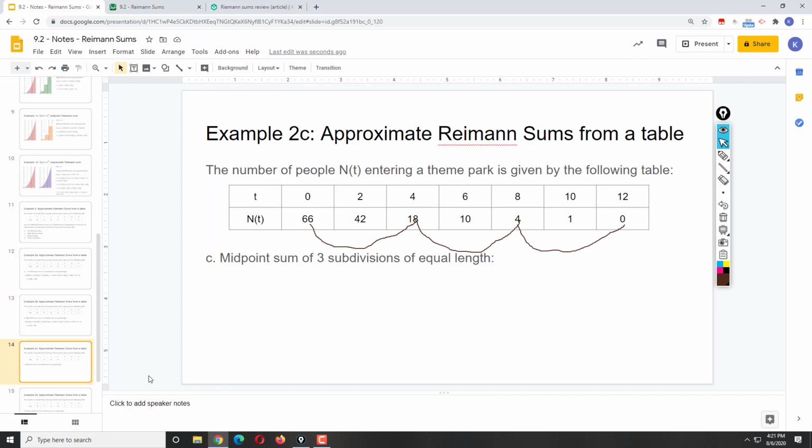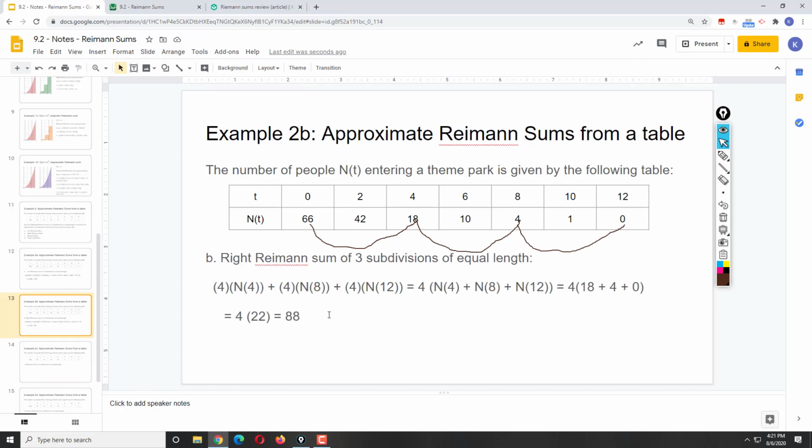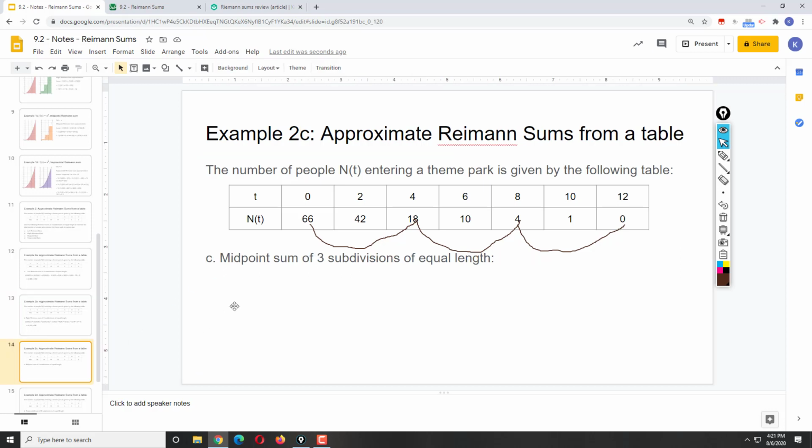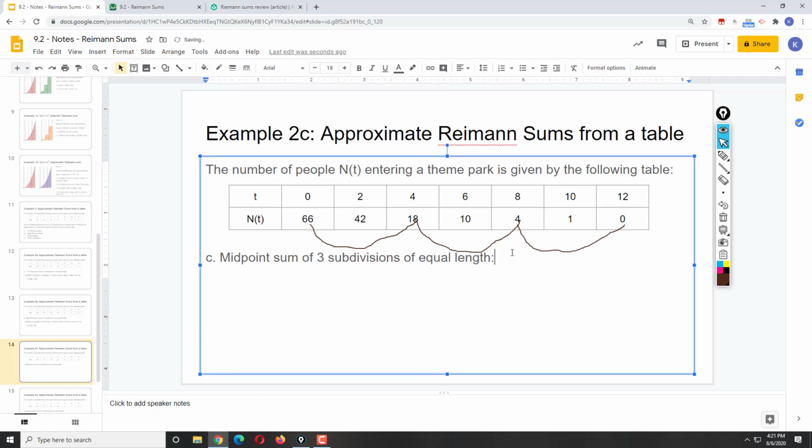Next, the midpoint Riemann sum. Again, it's very similar. We're using 3 rectangles again. Each rectangle has a length of 4. The thing is, we're using midpoints this time. So from 0 to 4, we use n of 2. From 4 to 8, we use n of 6. From 8 to 12, we use n of 10. So it's really 4 times n of 2 plus n of 6 plus n of 10.